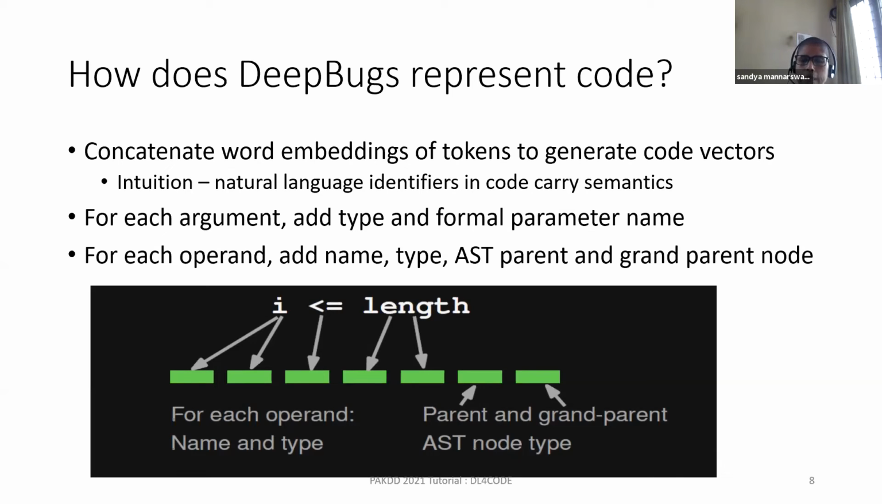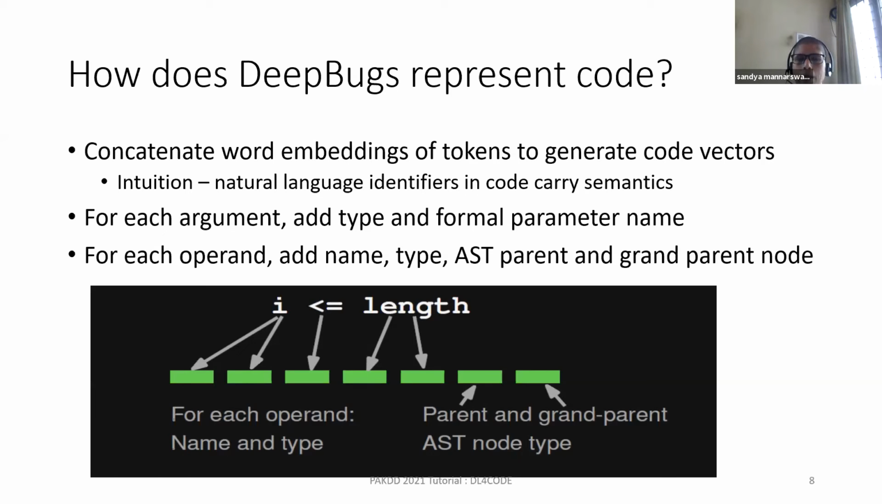However, for things like argument swapping, you also need to understand the type and the formal parameter name. So for each argument, they have some additional information such as the type and the parameter name. And for operands, they add the abstract syntax tree parent and grandparent. So for different tasks, you would see different types of task specific representations being used. And this is somewhat different from standard NLP models, right?